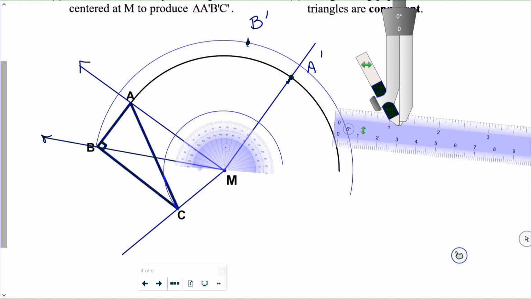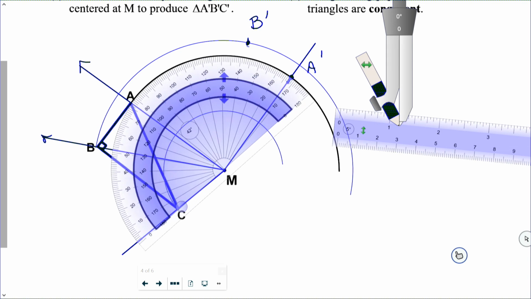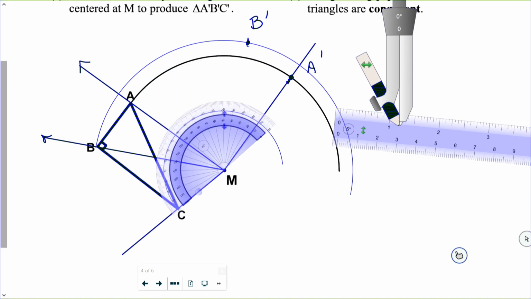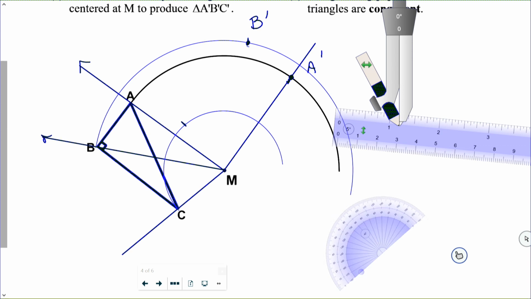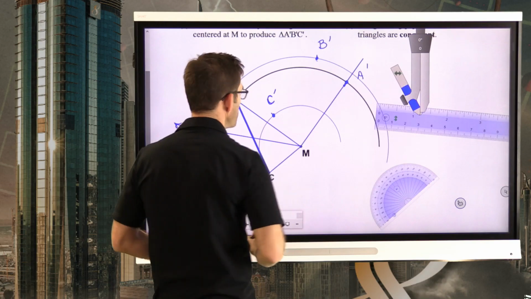Now, if you're thinking there's got to be an easier way to do this, you're wrong. There's really no easier way to do rotations, unless you've got geometric software that will allow you to do them. There we go, my 90 is right about there. All right, let me get rid of that, and here's letter C. Actually, that's letter C prime. There we go, letter C prime.